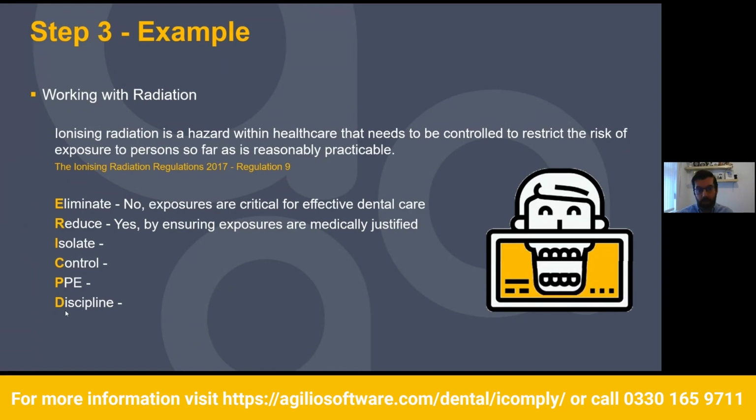And inspectors will look at this. So this is all part of the reduction. We should only be exposing patients to radiation if there is a medical need. Can we isolate? Yes, we can. We can isolate by incorporating shielding.